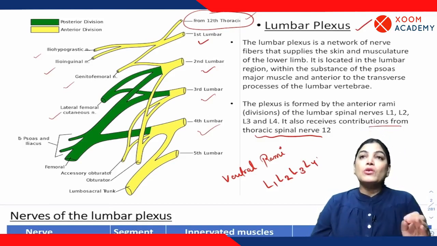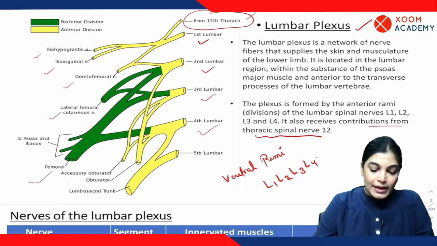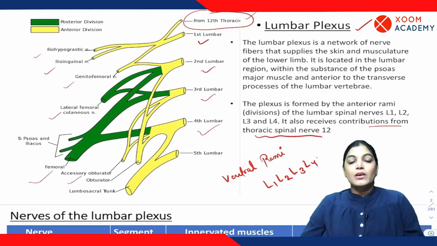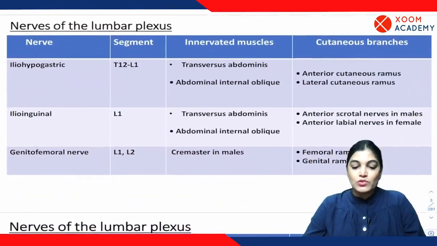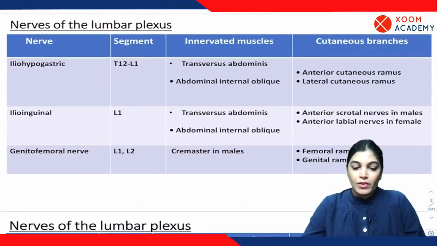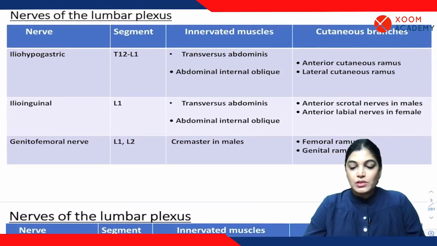Now, the important branches from lumbar plexus are iliohypogastric, ilioinguinal, genitofemoral, lateral cutaneous nerve of thigh, femoral nerve, and also the obturator and accessory obturator nerve. These are the important branches of lumbar plexus. I would like to show you the table of distribution of these important nerves. So let's talk about the individual nerves in this category, starting with the first nerve.